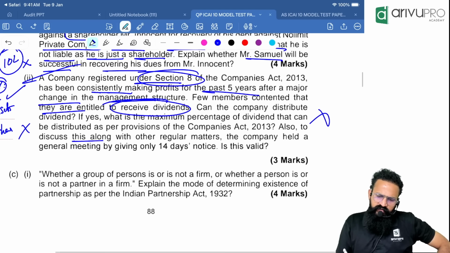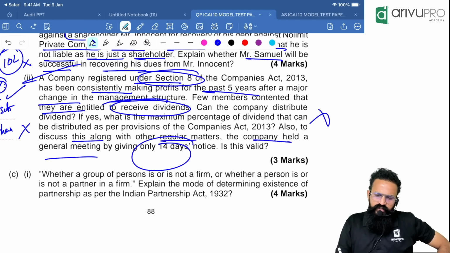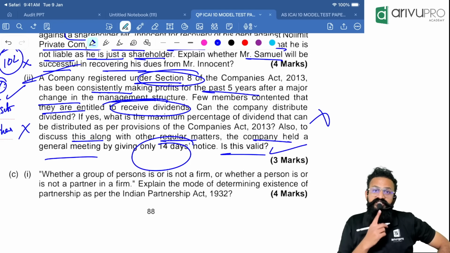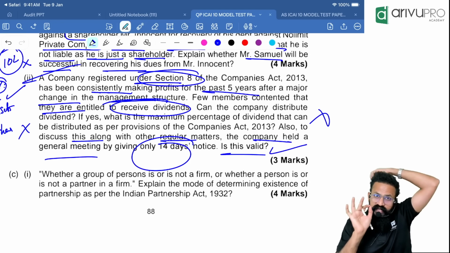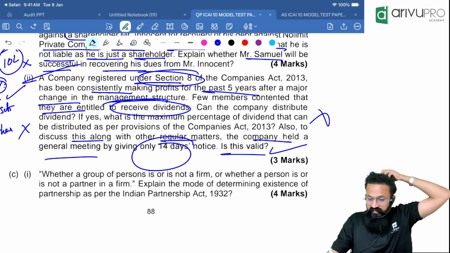Also, to discuss along with other regular matters, the company held a general meeting by giving only 14 days notice. Is this valid? Answer is yes, it is valid. In the case of a Section 8 company, they will only give 14 days notice. Yes, it is valid. This is a tricky one.